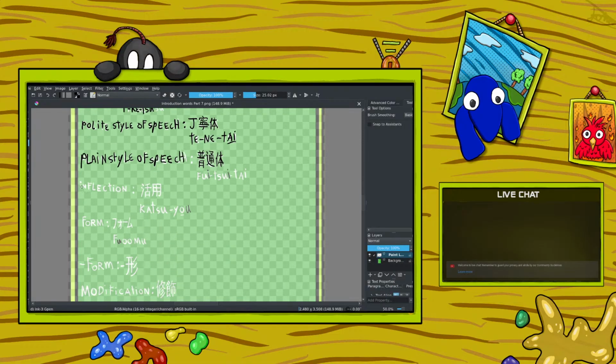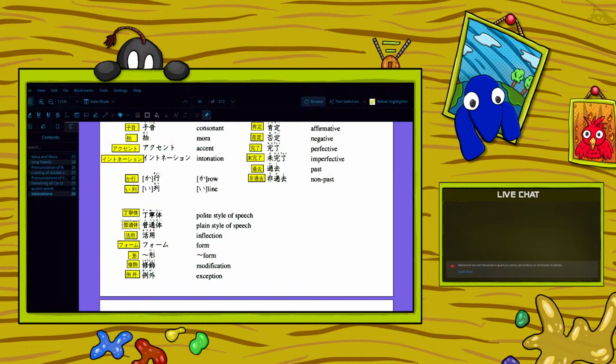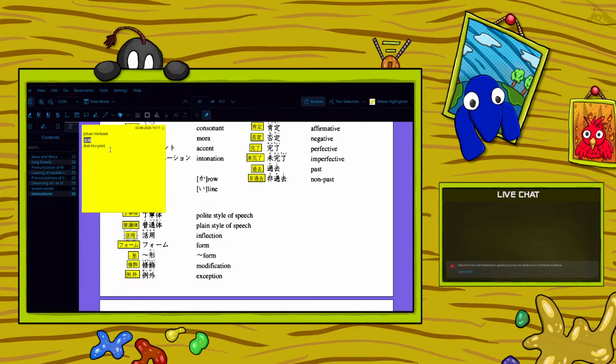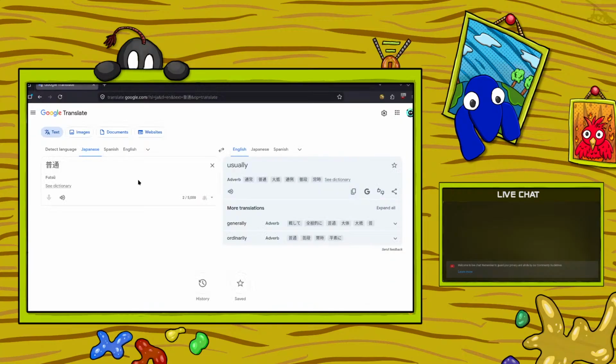Alright, now we have inflection. Inflection, which is katsujo. Katsujo, yeah. That was also one that was a little bit of a tongue twister. Katsujo. There you go. And then you have that in here.